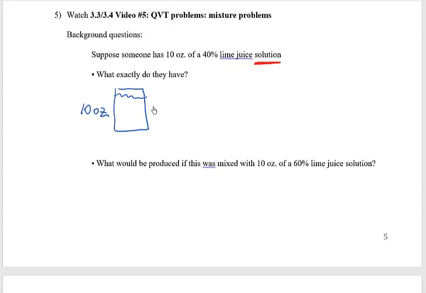Now the question here is, how much of this 10 ounces is lime juice and how much of it is water? Well, this is where Q times V equals T comes in. In these mixture problems, Q always stands for how much liquid you have. V, the valuation, is the percentage you're given of the chemical. And T, the total value, stands for the total amount of the chemical in your solution.